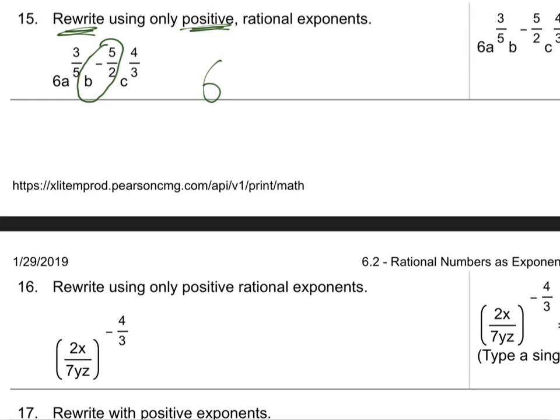So it'll be 6A to the 3/5, C to the 4/3, and then the B will jump down and become positive 5/2. And we're done. Is this making sense with these negative powers? They're just negative where they're at.